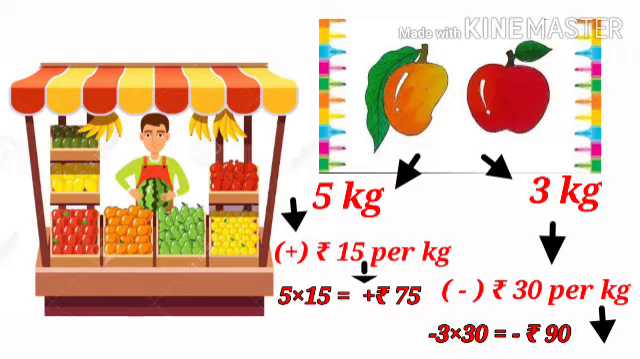However, he also sells 3 kgs of apples at a loss of rupees 30 per kg. So, the total loss he faced by selling 3 kgs of apples is 3 into 30, which is 90. Loss is always denoted as a negative integer. Finally, we are asked to find whether the fruit seller has got a profit or loss by selling both mangoes and apples together. So, profit is equal to 75 plus minus 90, which is minus 15. Hence, it should be considered a loss, as minus 15 is a negative integer.